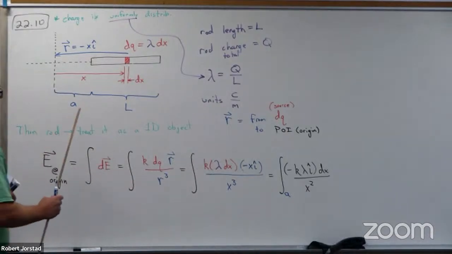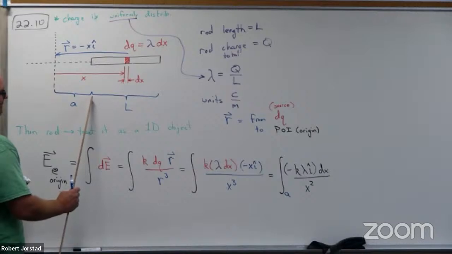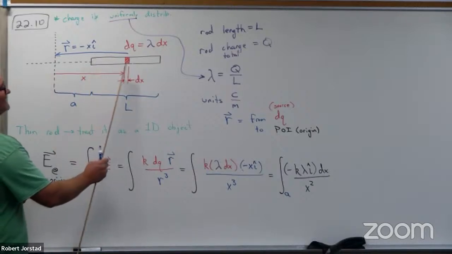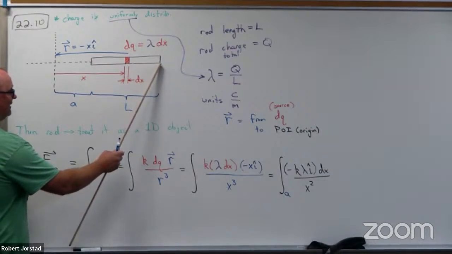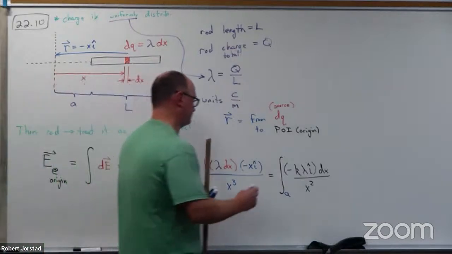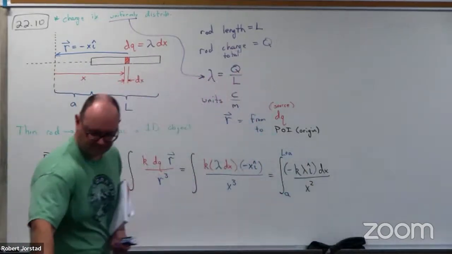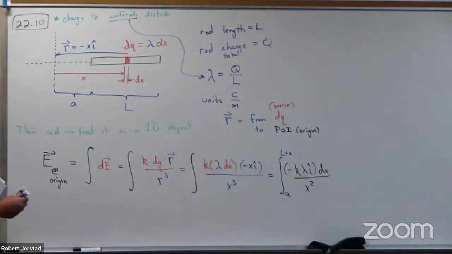The upper limit, we keep going. It's not L, right? This distance is a. I travel an additional distance L. So the upper limit is actually L plus a. All right. And that will give us the theoretical electric field.